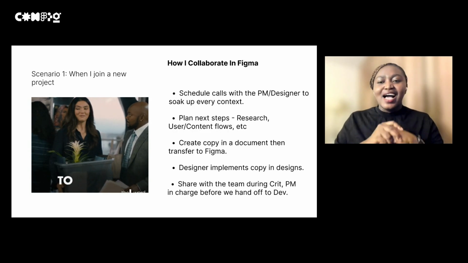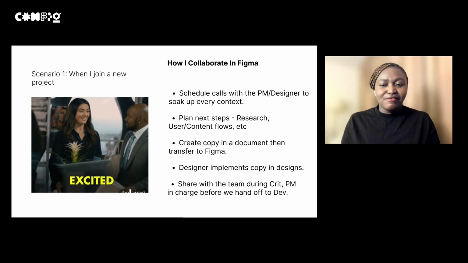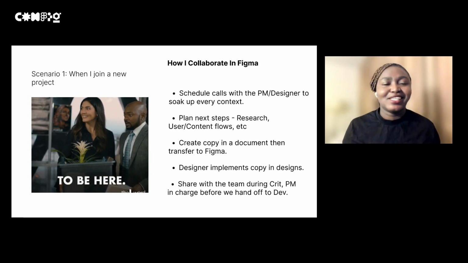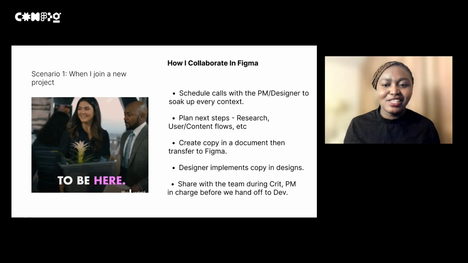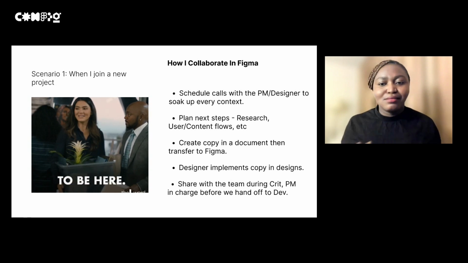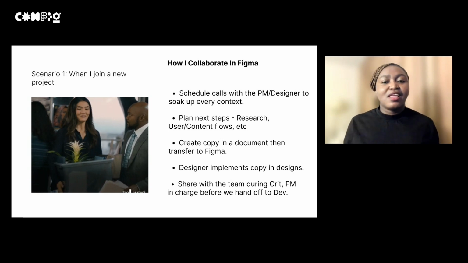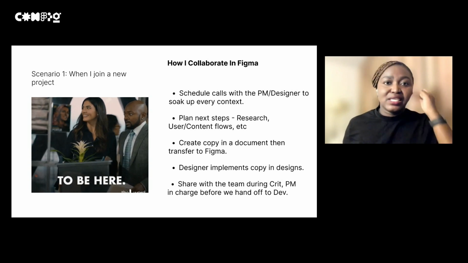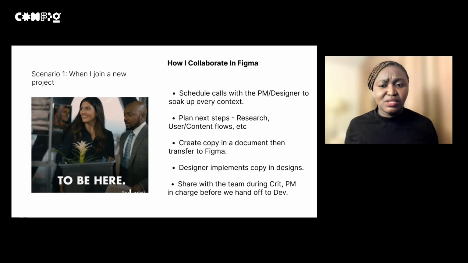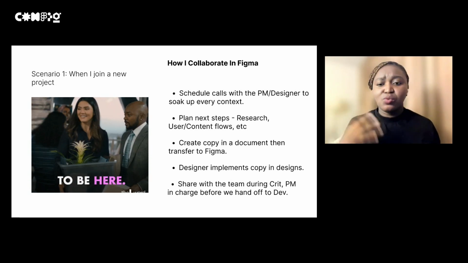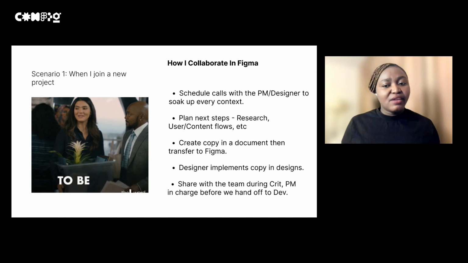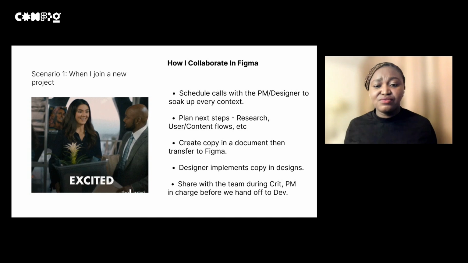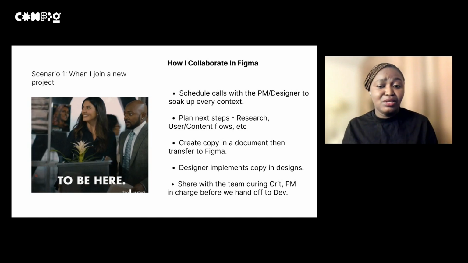So, how do I work and collaborate in Figma? I'll give you two scenarios. The first scenario is the ideal one, when you're able to do content first. This is a brand new project. The first thing I try to do is schedule calls with stakeholders and people involved, 15 minutes, 30 minutes, or 1 hour calls, to explain what has been done and what needs to be done. Then from there, we scope out the next steps: research, user content flows, wireframes. What is the next step that we need to do?